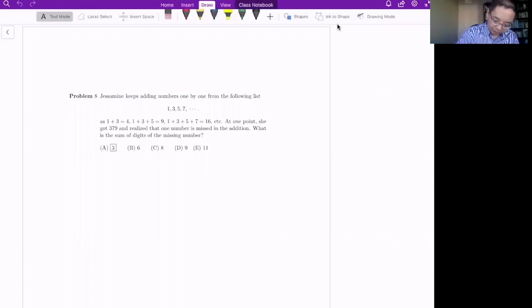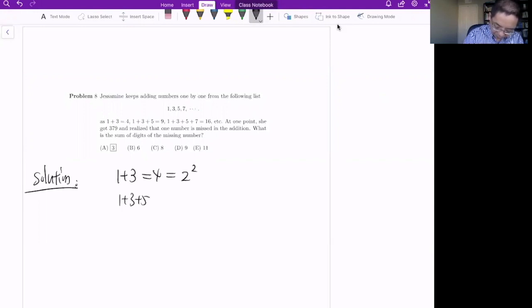Now, here's the key point. If we look at the sum of consecutive odd numbers starting from 1, you find they're all squares. So we have 1 plus 3, which is 4. What is 4? 4 is 2 squared. 1 plus 3 plus 5 is 9, which is 3 squared, right? And 1 plus 3 plus 5 plus 7, the sum of the first 4 odd numbers, is 16, which is 4 squared.